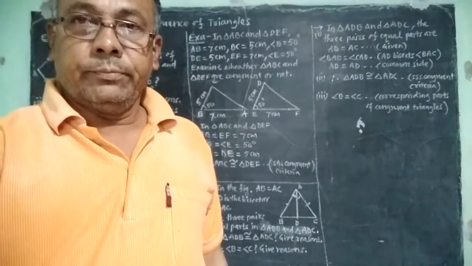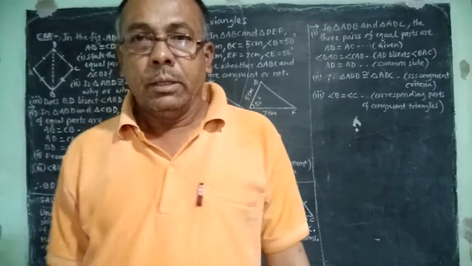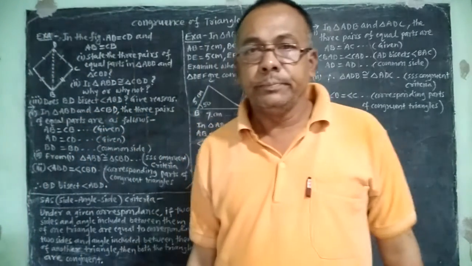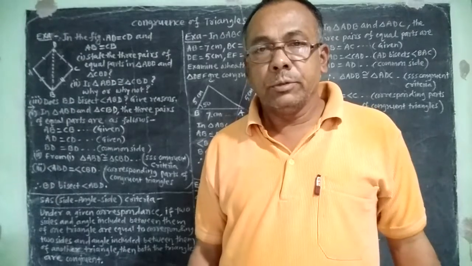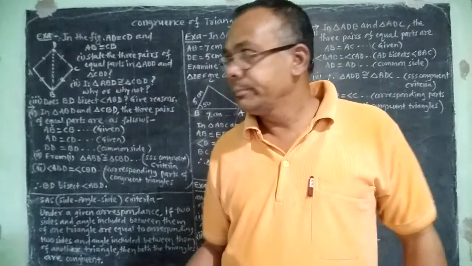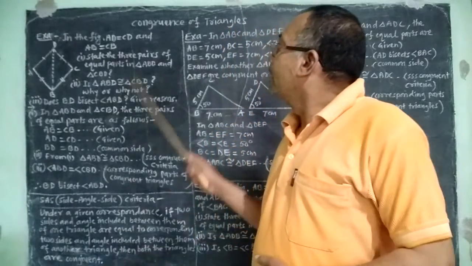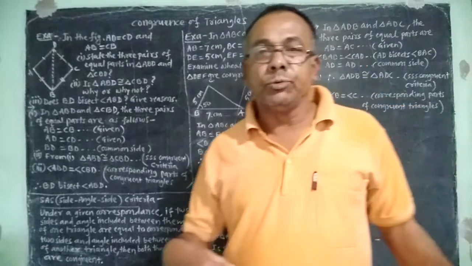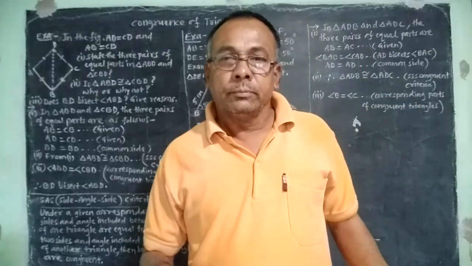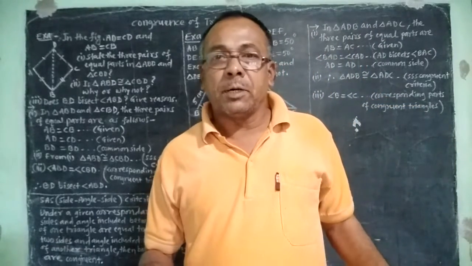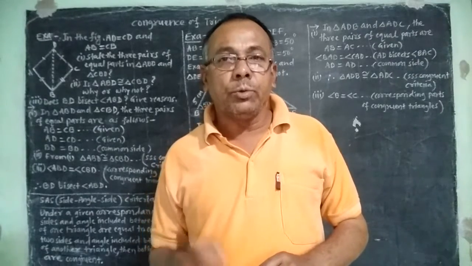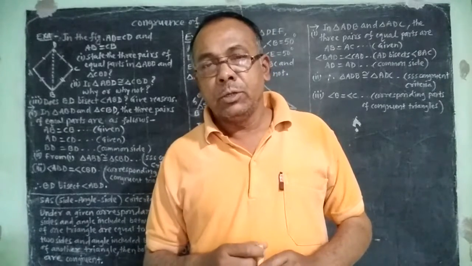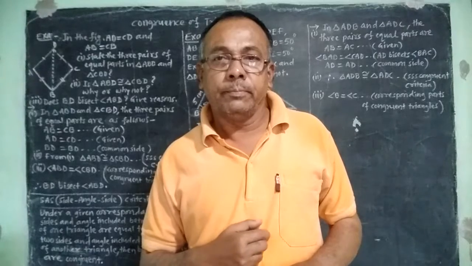Yesterday, in our topic, we have studied that for the congruency of two triangles, the six parts of one triangle should be equal to the corresponding six parts of the other triangle.